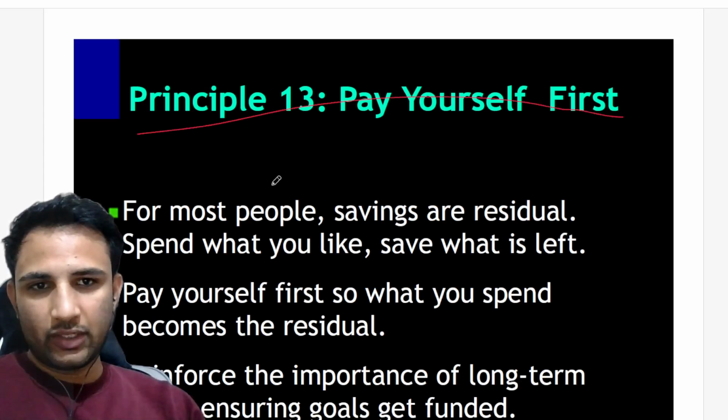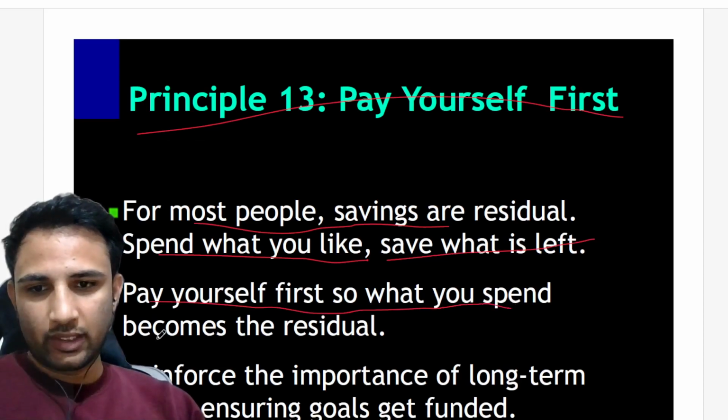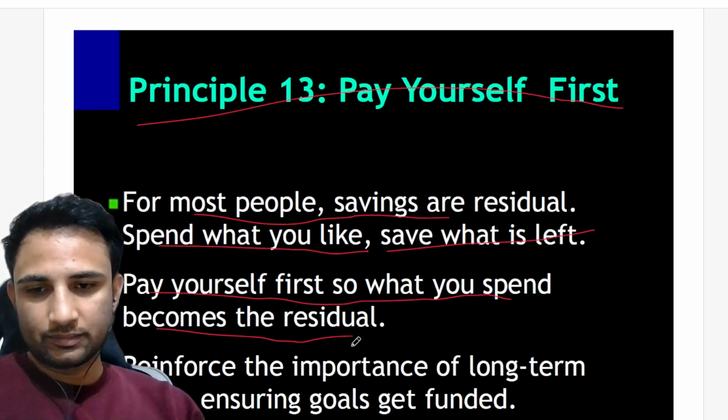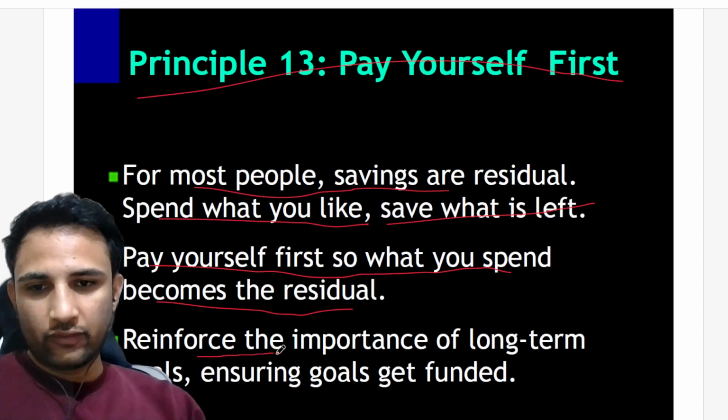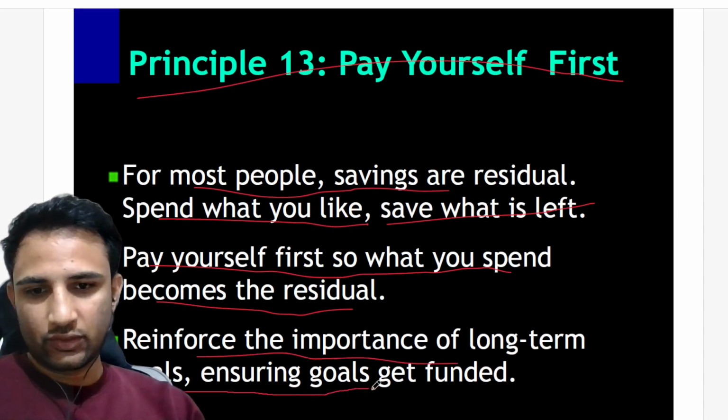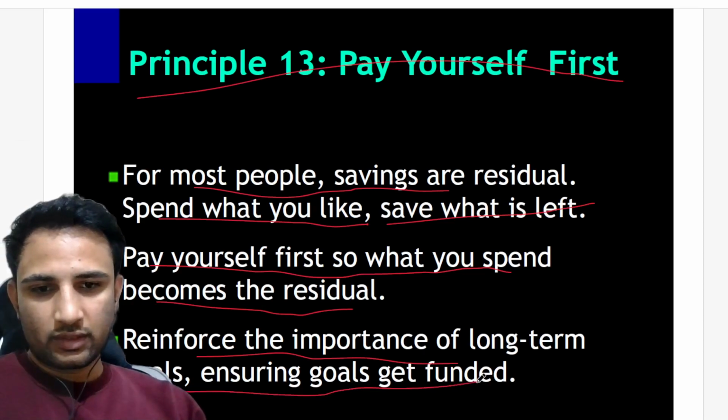Principle 13, pay yourself first. For most people, savings are residual. Spend what you like, save what is left, and pay yourself first so what you spend becomes the residual. Reinforce the importance of long-term goals, ensuring goals get funded.